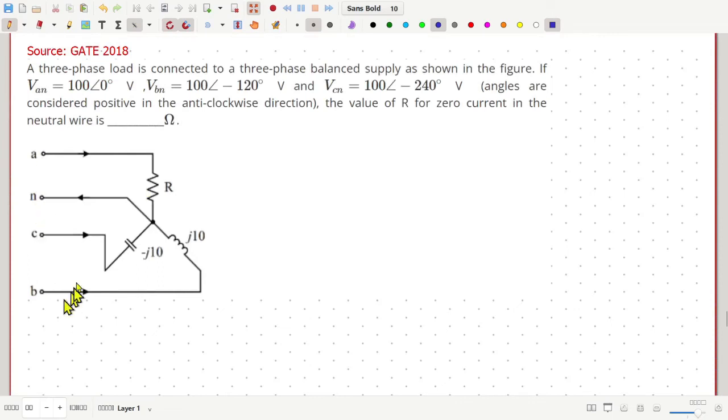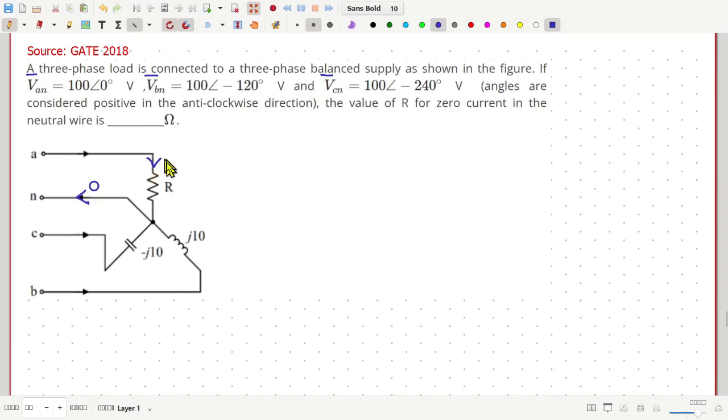Here we have a three-phase balanced supply. The phase voltages are given, VAN, VBN and VCN. These are all phasor voltages. And we have to find the value of R, this resistance, such that zero current flows through the neutral wire. So that means this current should be equal to 0.